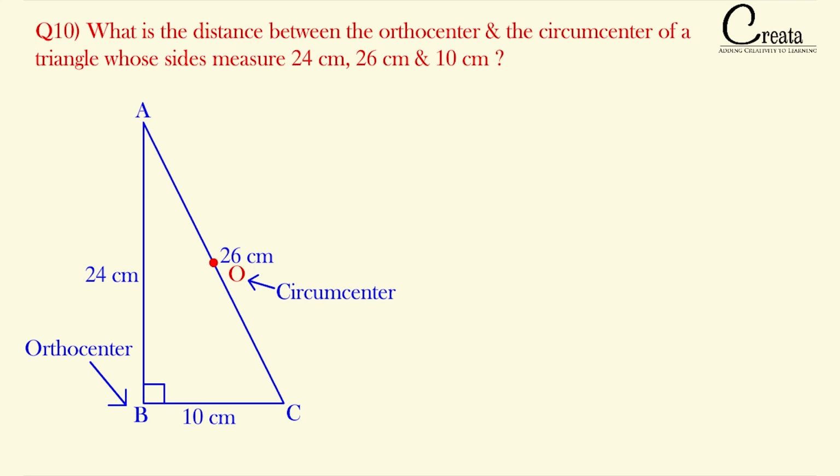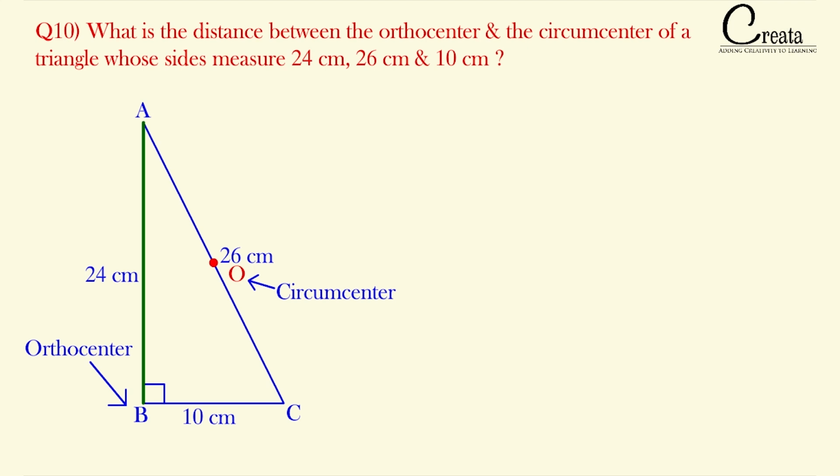So first of all, we will locate the orthocenter, and we know orthocenter is the point of intersection of three altitudes. Means for this triangle we have to draw the three altitudes. And what is the altitude? Altitude is a line segment that starts from the vertex and it is perpendicular to the opposite side. So let's start from the vertex A. We have to draw the altitude from the vertex A, which is perpendicular to the side BC. So the side AB itself is the altitude from the vertex A.